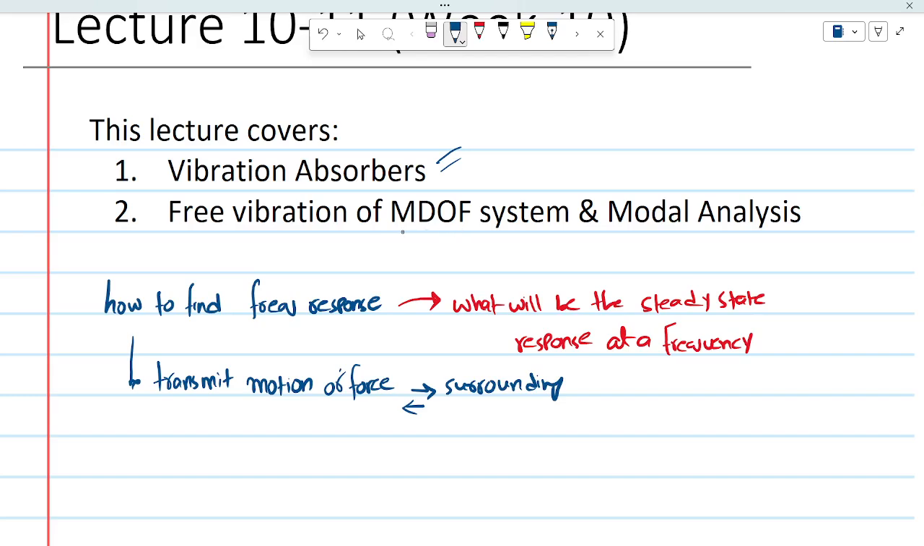And second would be, we are going to discuss the multi-degree of freedom system. So we saw 1 degree of freedom system, we saw 2 degree of freedom system. Now we are going to look at the multi-degree of freedom system, maybe three or more. So let's start with the vibration absorber.